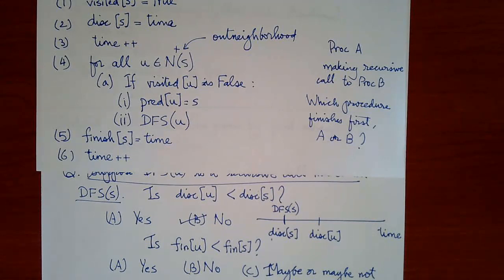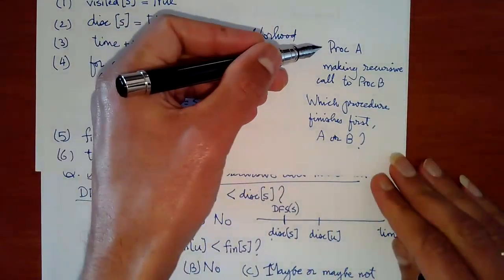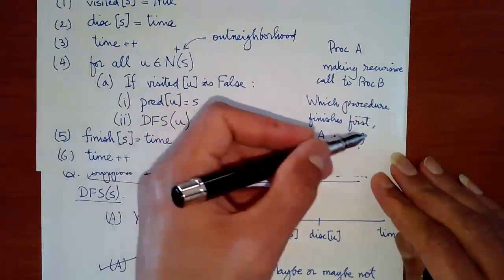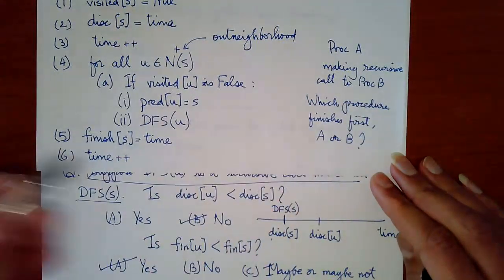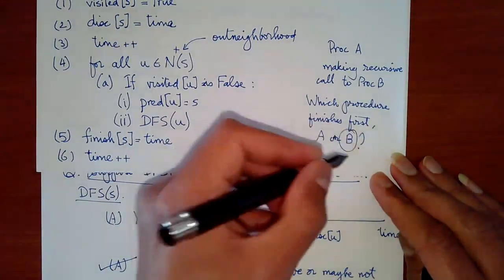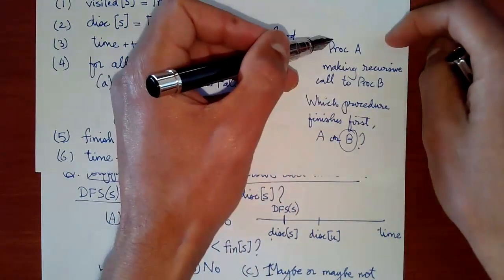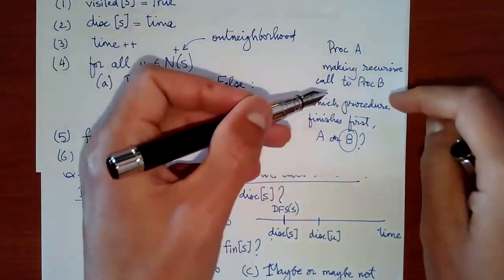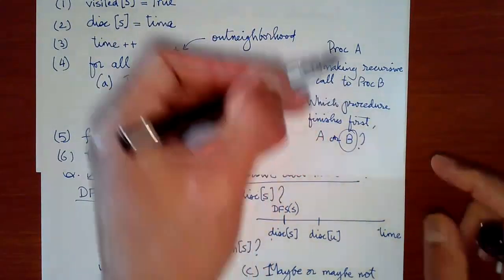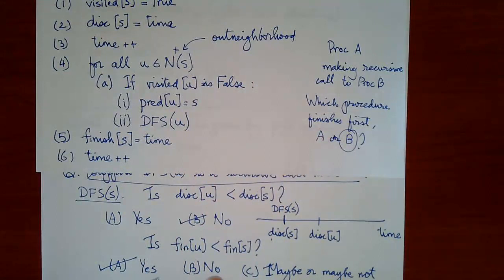Okay, so it seems that more of you have come to the correct answer. And yes, the answer is yes. Why? Because in this question, if procedure A makes a recursive call to procedure B, then who finishes first? B has to finish first, because it's only when B finishes that A can finish. A made a recursive call. So if B doesn't finish, then A has not yet finished.